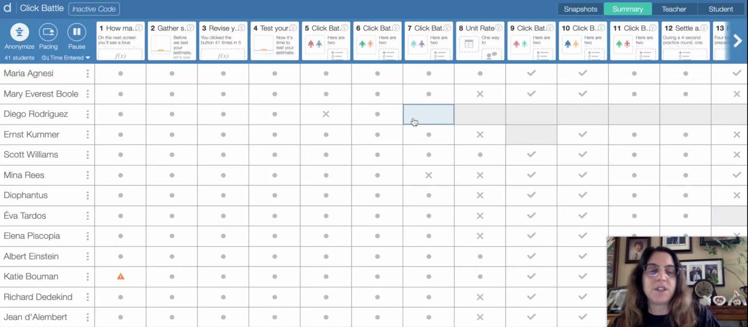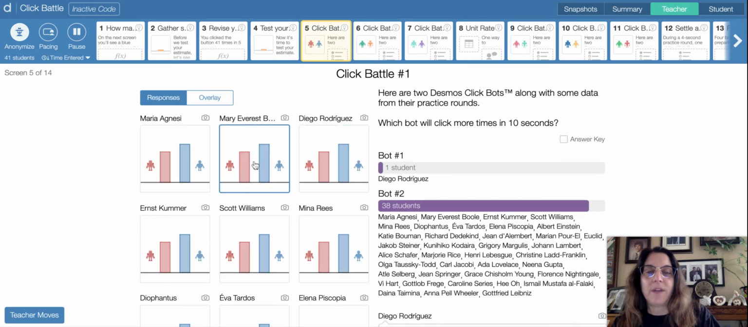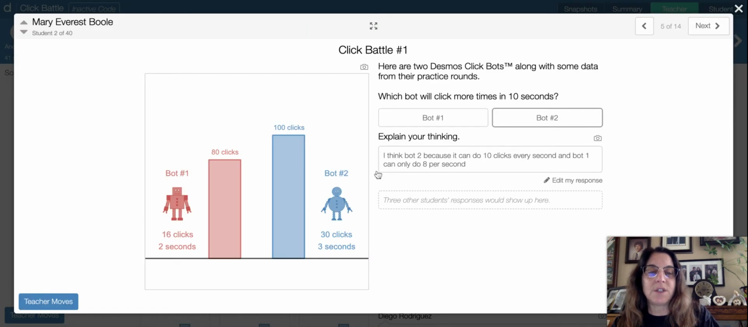You can also see Diego Rodriguez, who happens to be a famous mathematician, actually didn't complete the lesson, as indicated by these gray boxes. Now you can look at each individual student view by clicking on the slide, and then you can see how each student did, and you can see each student's individual responses. This is great because it helps you understand the student's thinking.